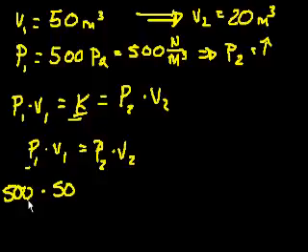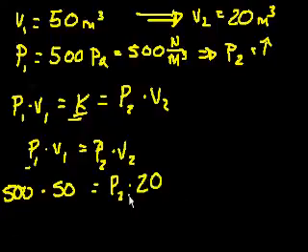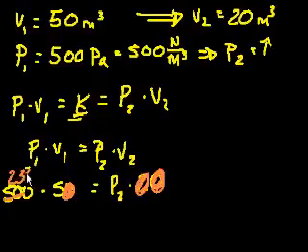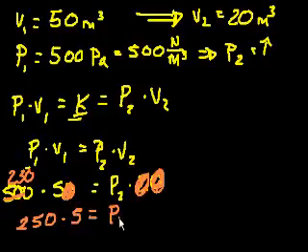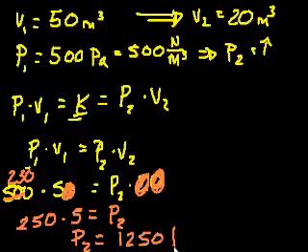So in this case, we have 500 pascals as the pressure. The volume is 50 meters cubed. That's going to be equal to the new pressure, P2, times the new volume, 20 meters cubed. And so let's see what we can do. We can divide both sides by 10. So we can just take a 10 out of there. And then we could divide both sides by 2. So that becomes a 250. And so we get 250 times 5 is equal to P2. And so P2 is equal to 1250 pascals.